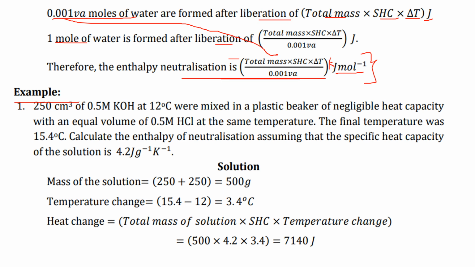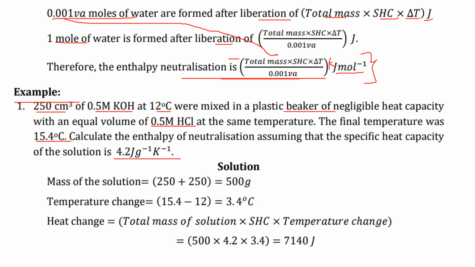So we're going to look at an example of such a question, or the way we can approach a question about enthalpy of neutralization. First, we got a volume of 250 centimeters cubed of 0.5 molar potassium hydroxide at this temperature and put it in a beaker. Then we got an equal volume of 0.5 molar hydrochloric acid at the same temperature, and the final temperature was found to be 15.4 degrees Celsius. We are required to calculate the enthalpy of neutralization, assuming that the specific heat capacity is the same as that of water, 4.2 joules per gram per Kelvin.